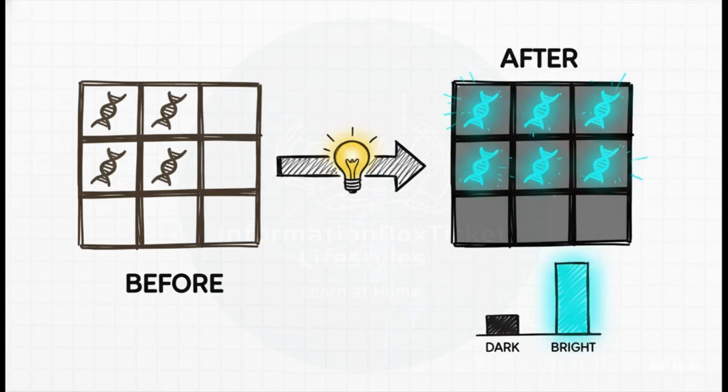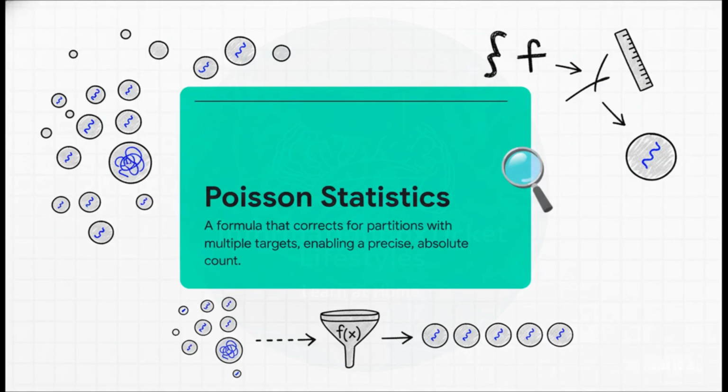How many partitions are glowing bright? Those are our ones. And how many are still dark? Those are our zeros. It's a beautiful, simple binary readout. Okay, so you might be thinking, great, we just count the bright spots and we're done, right? Well, almost. There's one little statistical wrinkle we need to iron out.